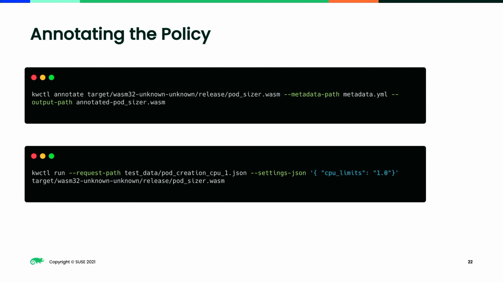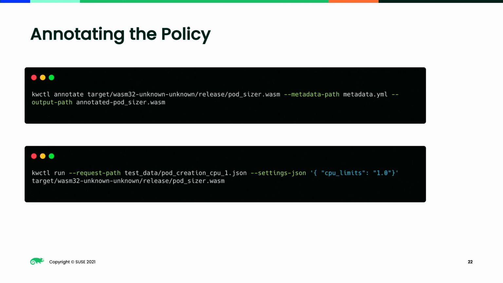And that's what we use the KWCTL to do. We can annotate, and in that directory, they have a template for that metadata, right? And you just set the meta path to that metadata and the output path to an annotated pod sizer.